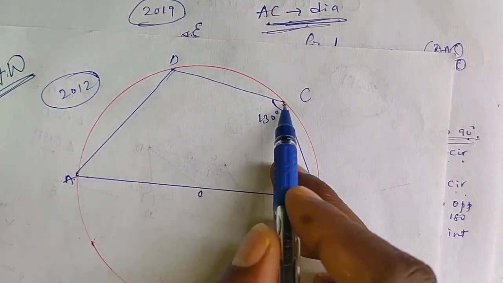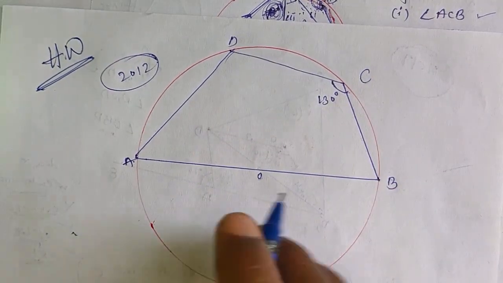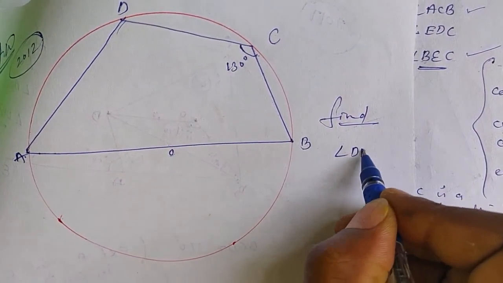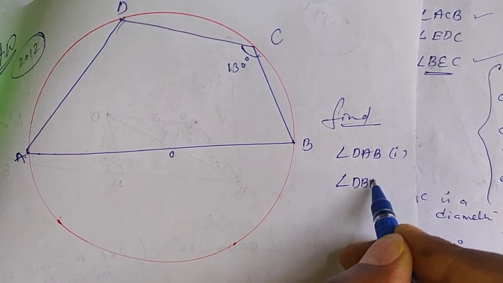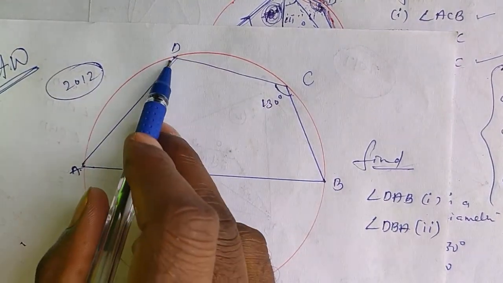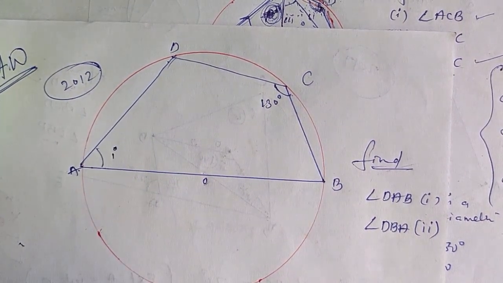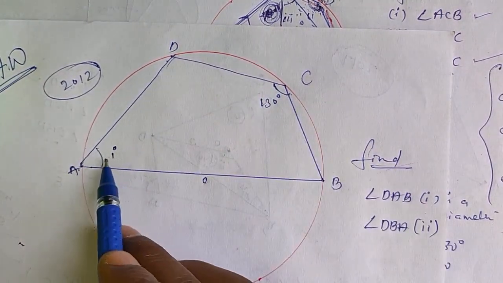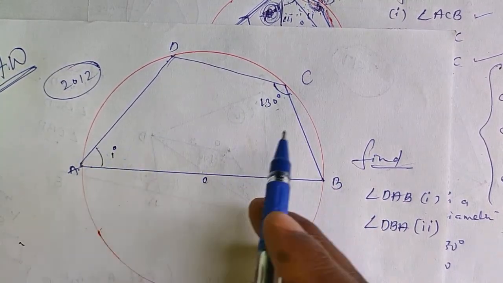AB diameter, here C 130 given. The questions are: find angle DAB, that is the first sub question. Angle DBA, that was the second sub question. Angle DAB, this one is asked as the first sub question. Very easy. Look at this, it is a cyclic quadrilateral. You can get the A angle easily. Look at C and A, you connect by cyclic quadrilateral, and get the A.